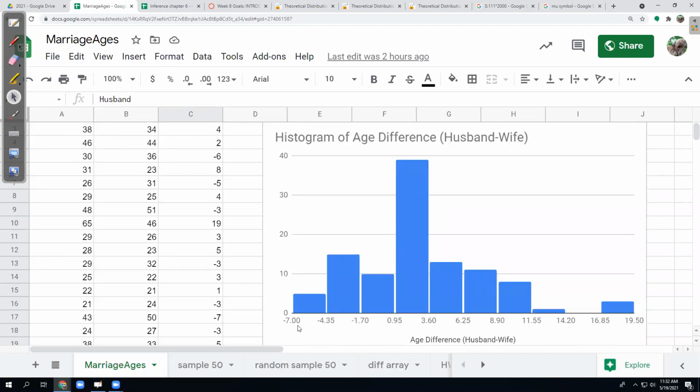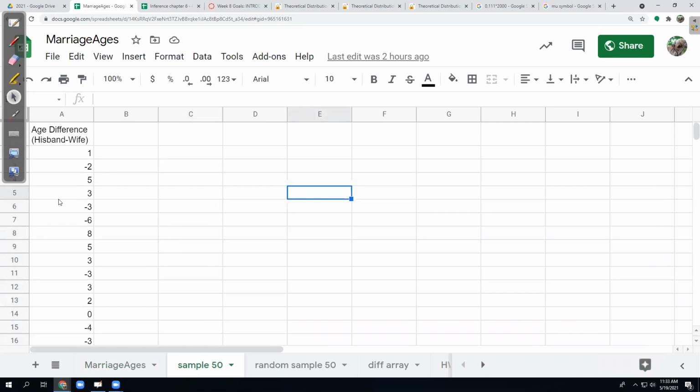So I made a distribution of their data here. And you can see on the low end, we have wives that were around 7 years older than the husband, because I have husband minus wife. Positive value, I have some husbands that were around 17, 18 years older than their wife. And then the middle is somewhere in here, which looks to be a little above 0. The middle seems to be greater than 0 here on my histogram. I took a sample of 50 of those 105. And so we're going to take a look at this one.